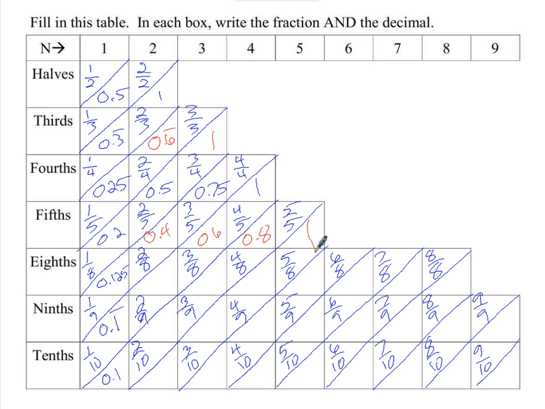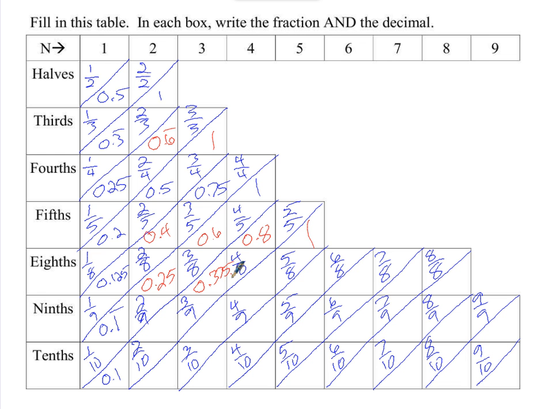Do you see the pattern? It's going up by 0.2 each time, okay? How about eighths? This is probably the toughest one. 0.25. Next. I hear a 0.375, and that's correct. All we're doing is adding 0.125 each time. 0.125 plus 0.125 is 0.25. 0.25 plus 0.125, 25 plus 12 is 37, and then I have an extra 5 on there, 0.375.